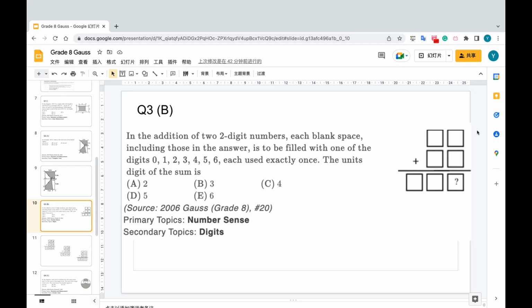All right, let's do this question together. How about that this time? Okay, so the question asks, okay, 2-digit numbers, right? Given here on the top, right? Each blank space, including the number was only once, right? The numbers from 0, 1, 2, 3, 4 to 6. Okay, we have 7 numbers, right? Exactly, right? Because we have 7 blanks here, okay?